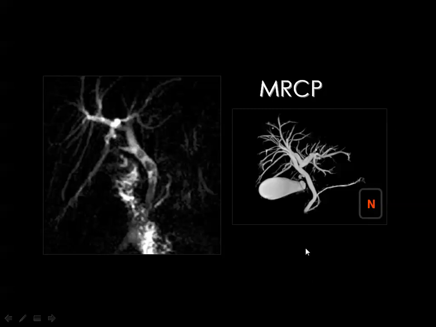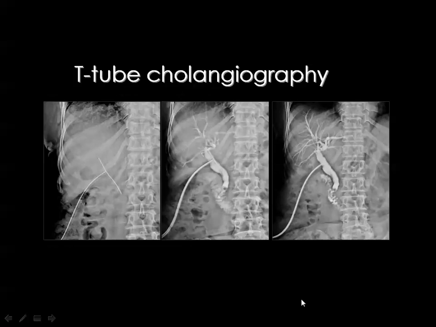Then the use of MRCP is well established in the clinical practice for evaluation of the biliary system, and here you can see the normal MRCP showing the common bile duct, pancreatic duct, and the intrahepatic biliary radicals as well as the gallbladder. And this is an example of multiple common bile duct calculi.